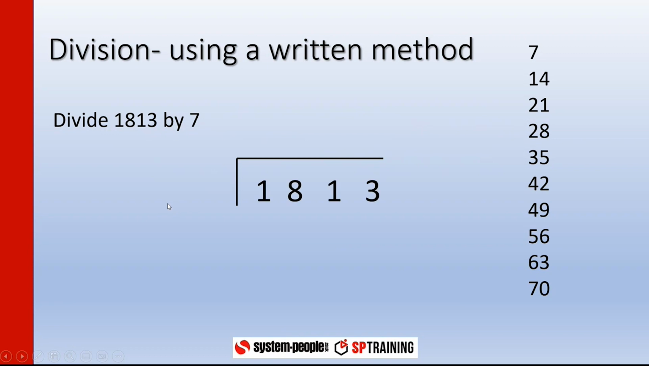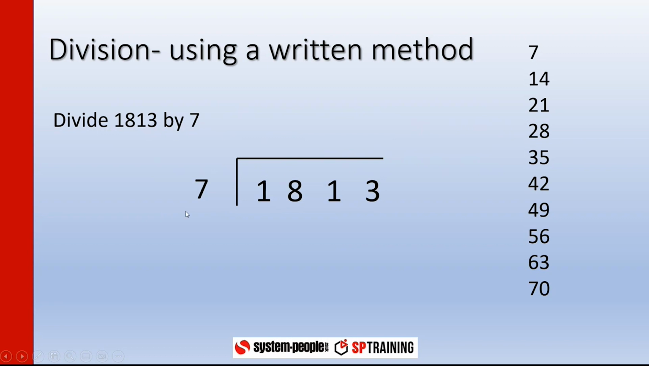Then I'm going to use what we call the bus stop method. And in the queue here, we've got 1813, and we're going to divide it by 7. Notice the way around I've done it. The first thing I do is, well, how many 1 divided by 7? Well, the answer would be 0. So I just carry the 1 onto the 8.